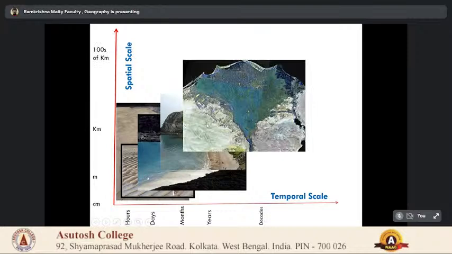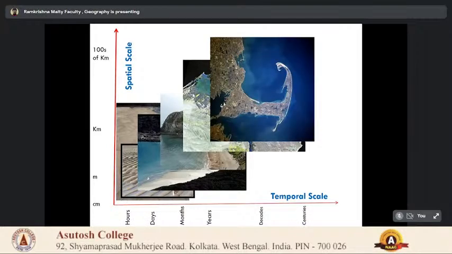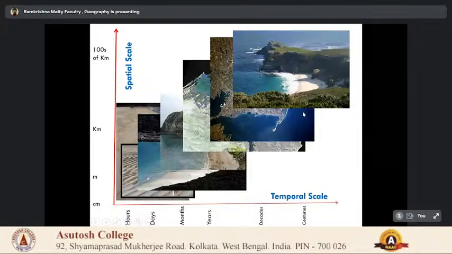Then if you see the delta, it covers hundreds of square kilometer areas, and it takes a few hundreds of years for their creations and destructions. Secondary capes of hundreds of square kilometer extension and spacing, and they take decades or centuries for their creations and destructions. Then primary cape, those are far apart, 200 or 300 kilometers apart, and they take centuries or hundreds of centuries for their creations and destructions. So this is how the process and form, geomorphic forms, are interlinked with spatial dimensions and temporal scales.